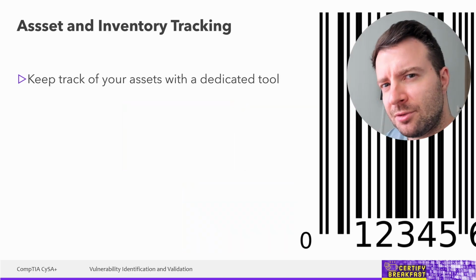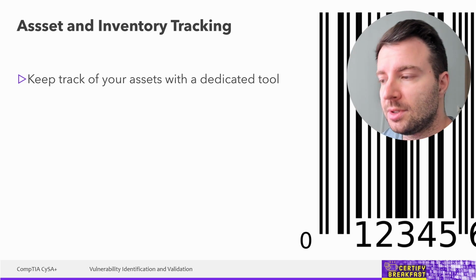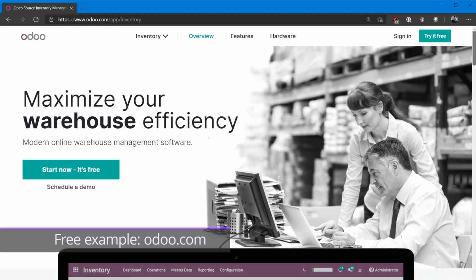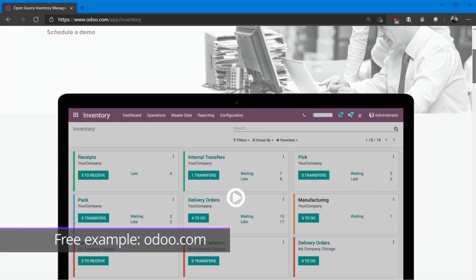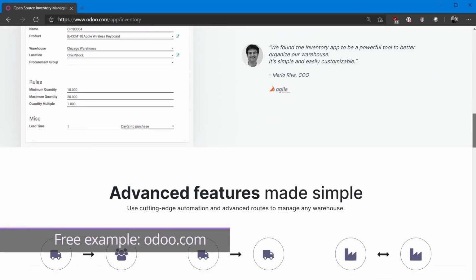And keeping track of everything that you own is no easy task. So that's why there are dedicated tools out there for asset and inventory tracking that can help you out tremendously. And there are many solutions out there for inventory tracking. Try to use at least one, even open source ones, and try to document at least the following information.